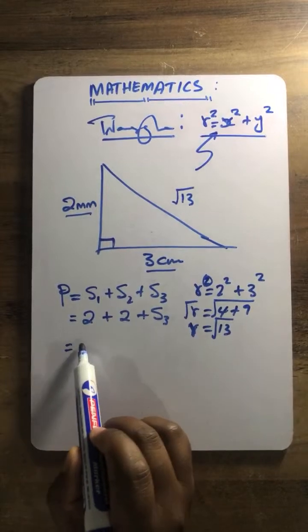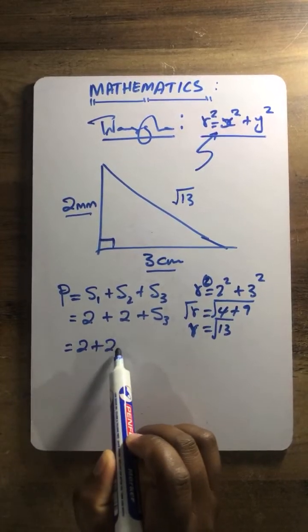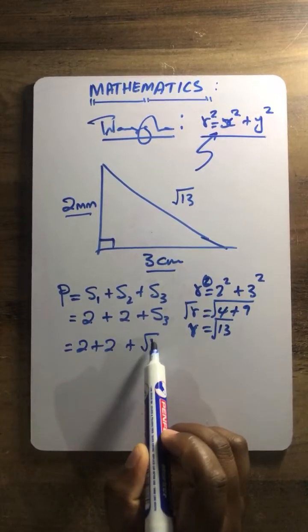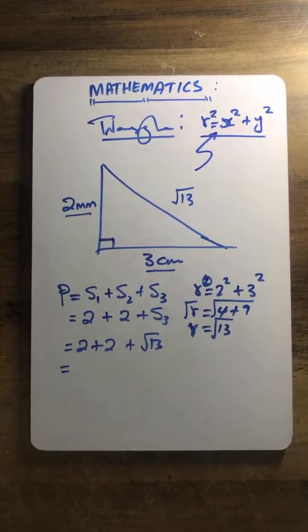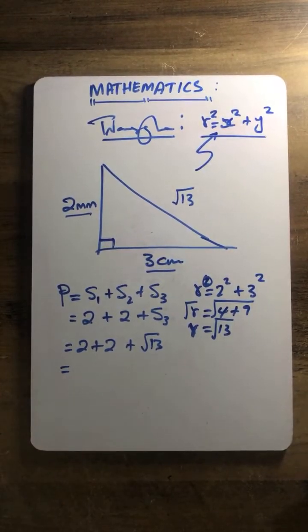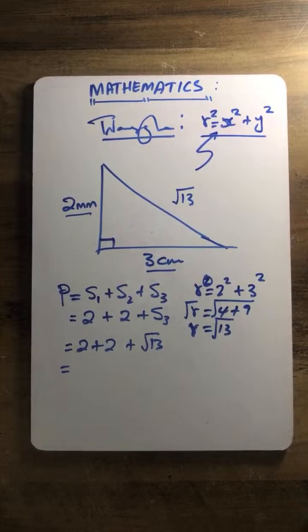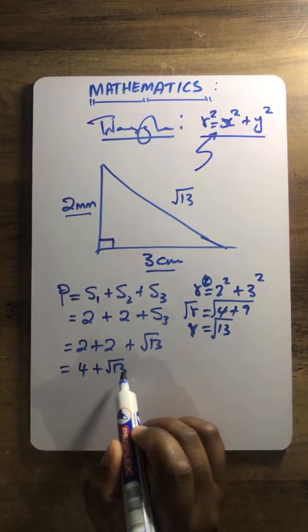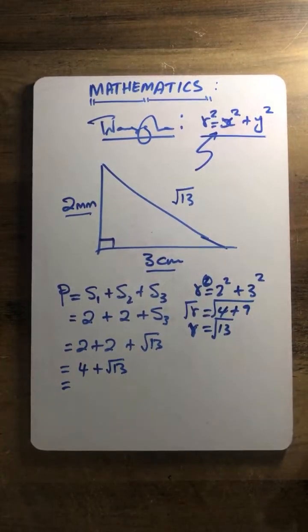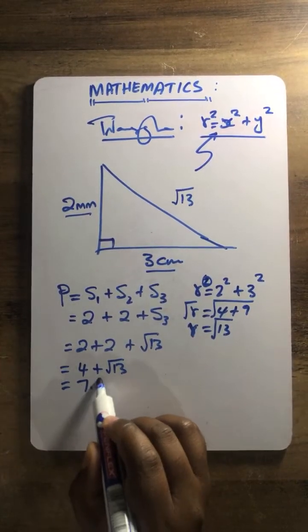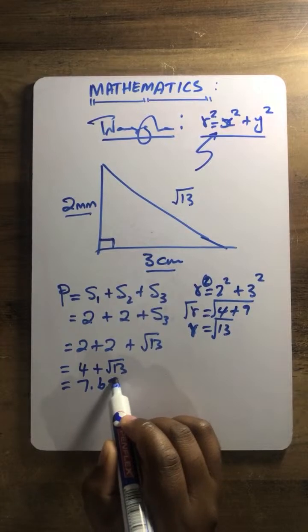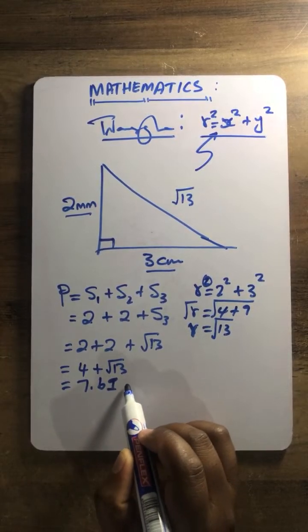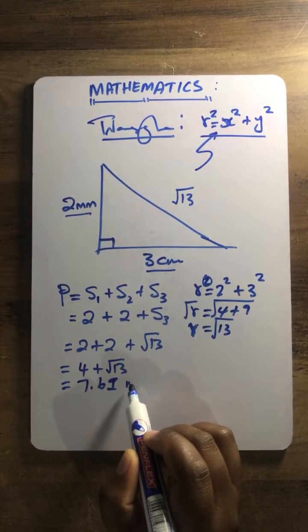So now you can calculate your perimeter. You add all of that. Let's see. 2 plus 2 plus the square root of 13. Yes. This is your answer. Then you can convert it to a decimal where you get 7.61. What are the units? Millimeters.